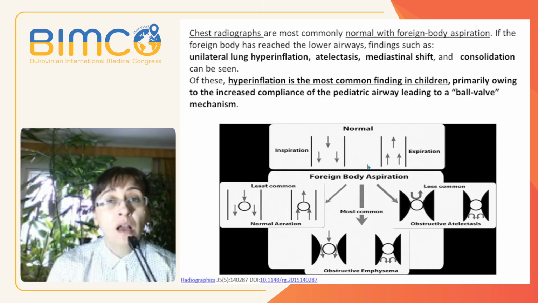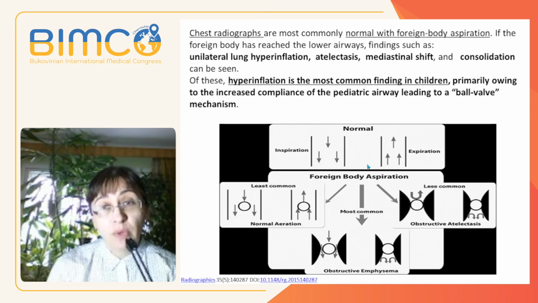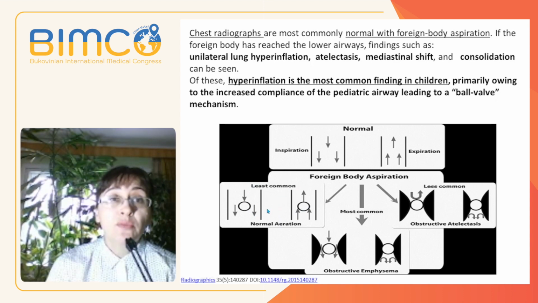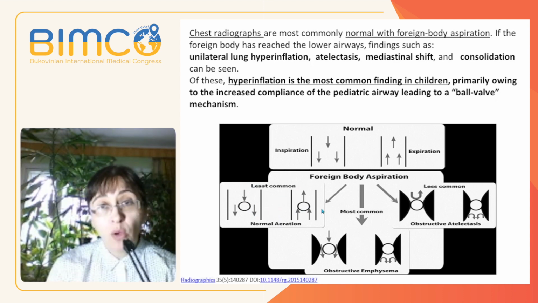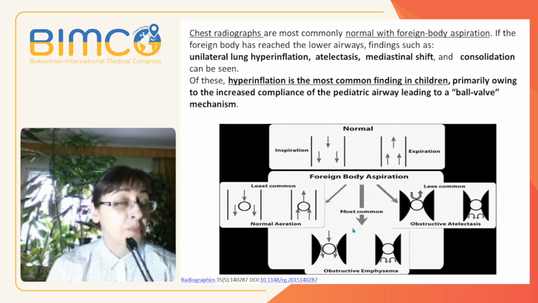Chest radiographs are most commonly normal with foreign body aspiration. Most commonly they don't represent any changes. If the foreign body has reached the lower airways, findings such as unilateral lung hyperinflation, which we have seen already earlier, atelectasis or mediastinal shift and consolidation can be seen.